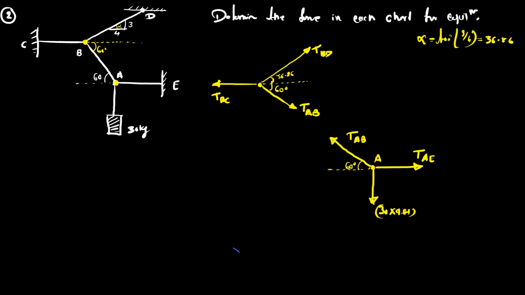Okay. Now here, if you observe the second free body diagram, we have three unknowns: tension BD, tension AB, and tension BC. So we cannot solve this directly. So we should solve the first free body diagram, where we can find out the tension AB and tension AE. So consider this free body diagram for the point A.